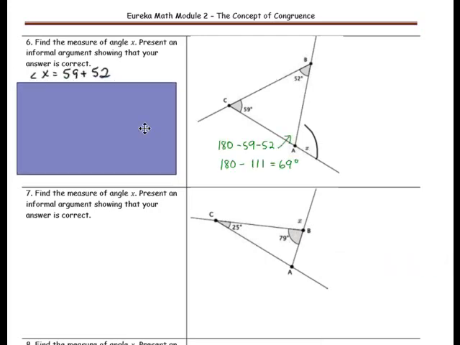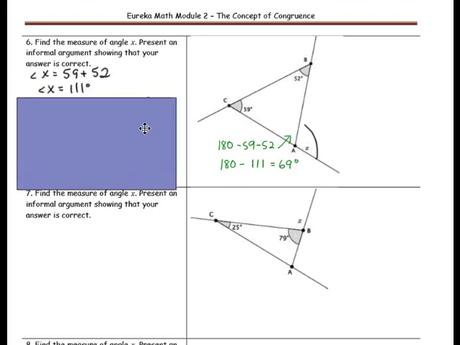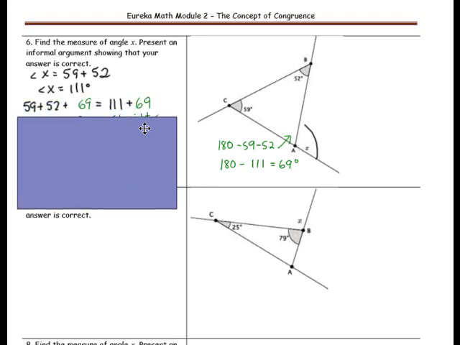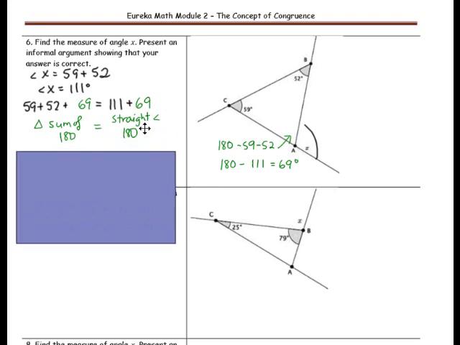The measure of angle x is the exterior angle, and the two remote interior angles are 59 and 52. We add those together to get the measure of the exterior angle, which is 111 degrees. Then our informal proof. We know that on the left side, the sum of the interior angles of the triangle, right here, is 180 degrees.